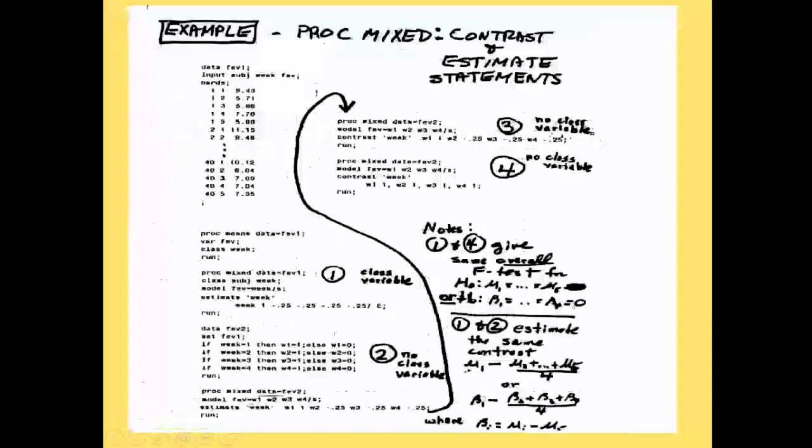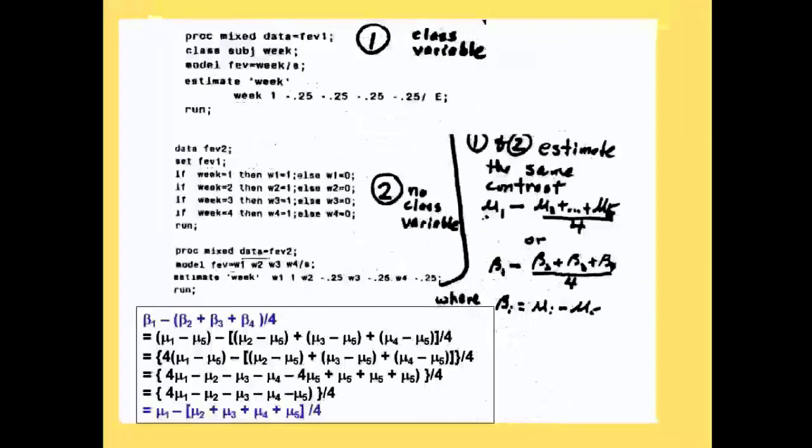Now, to illustrate that, I'm not sure if you can see this, so I'm going to show the next one here. I've skipped a couple of slides, but look at this slide over here, this code at the top. This is PROC MIXED. It's for the FEV data set. Same thing as before. It says model FEV = week / S. It says estimate week 1 -0.25 -0.25 -0.25 -0.25. It's got four of them.